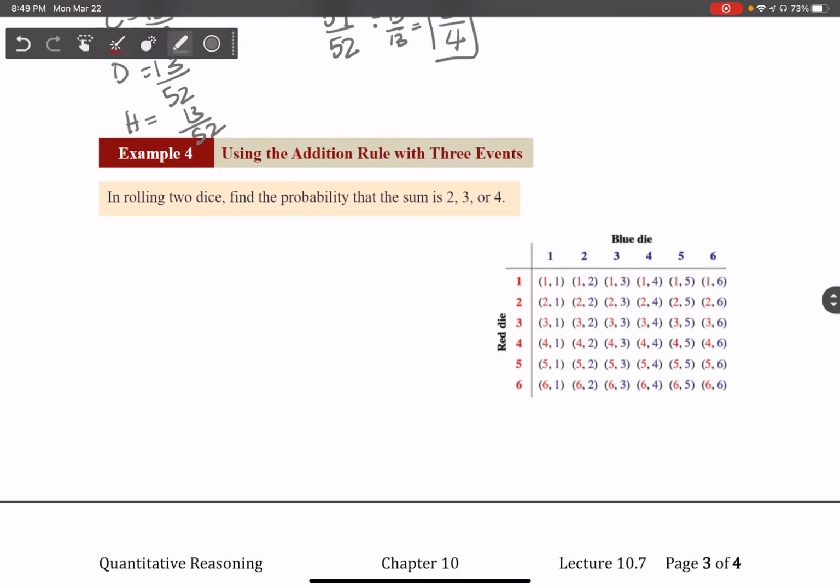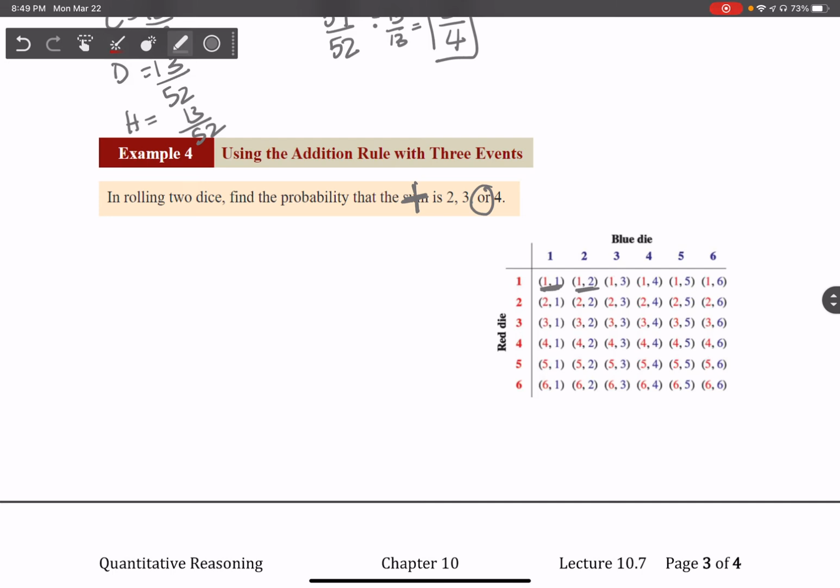All right, let's look at another example. In rolling 2 dice, find the probability that the sum is 2, 3, or 4. All right, so in this one, we have to find the sum of 2 dice, and we want to see when it can be 2, which is right here. When it can be 3, that's 2 plus 1. Remember, let me just clear this up for some of you. I'm adding because sum means to add. So I'm adding the two numbers together.